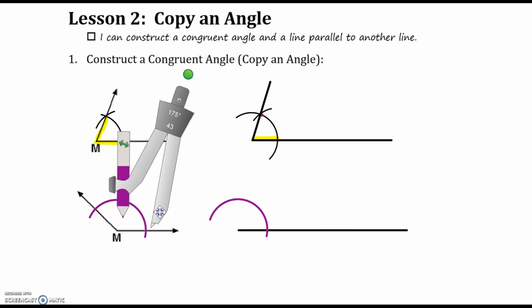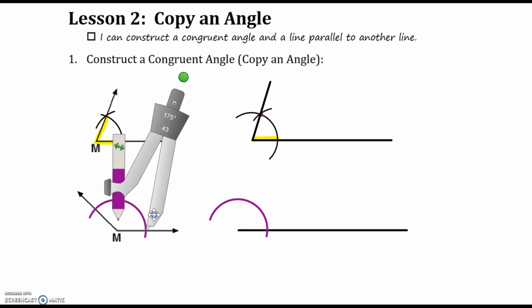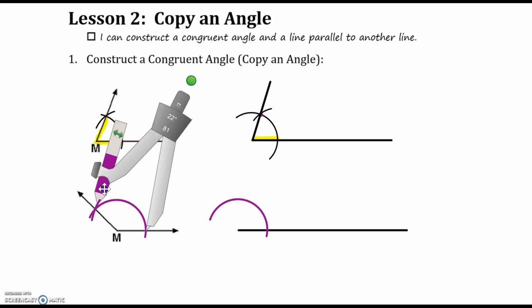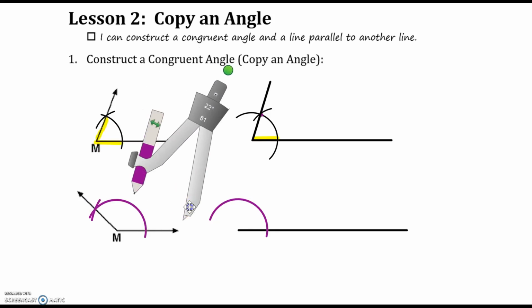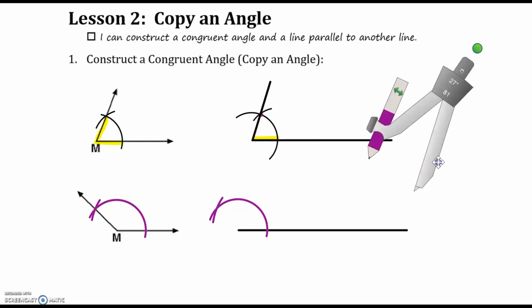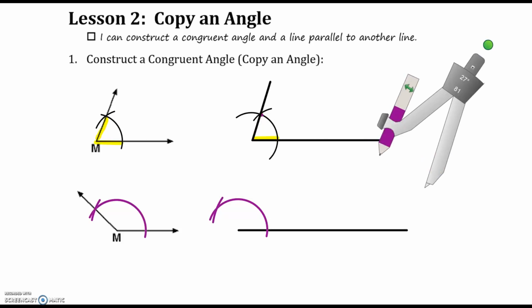And then just like before, where that arc crossed the angle in two spots, that's what you're measuring. So you're going to open your compass wide enough to measure the intersections that the arc made here and here. And you're going to swing your arc to show you made that measurement, and then slide over to the new location and repeat that arc measure again. And now you have an intersection, and you'll use that intersection to draw the other side of your angle.